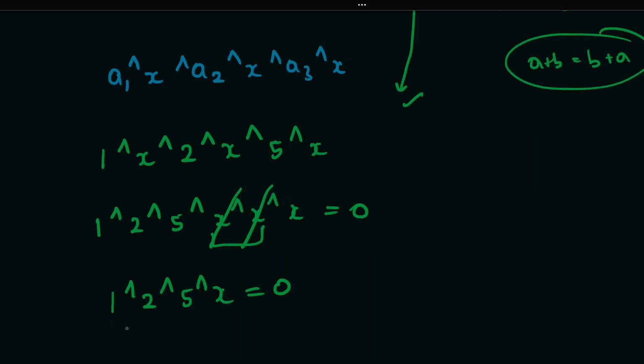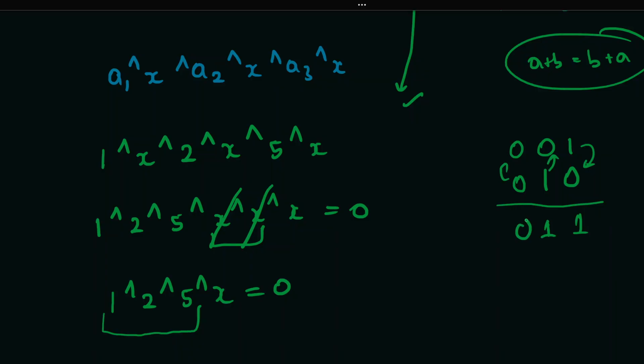Now what is this? 1 XOR 2 XOR 5, we have to calculate this. 1 can be written as 0, 1. 2 can be written as 1, 0. 5 can be written as 1, 0, 1. And now we have to XOR all of these three. Let's do it step by step. Let's XOR 1 and 2 first. So 1 and 0 is 1. Again 1 and 0 is 1. 0 and 0 is 0.